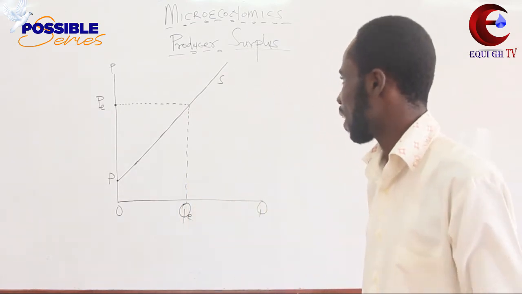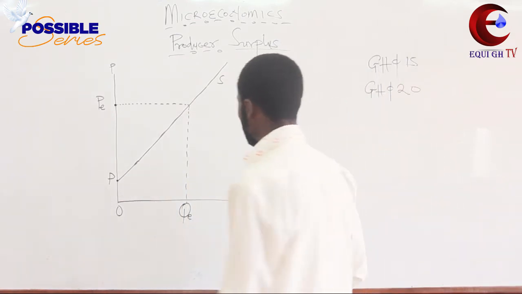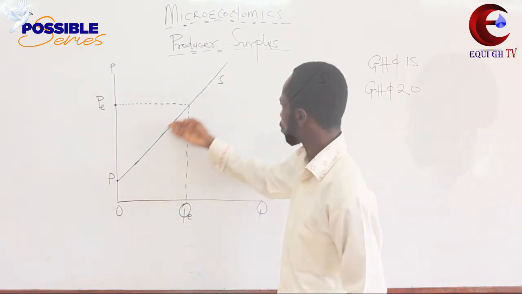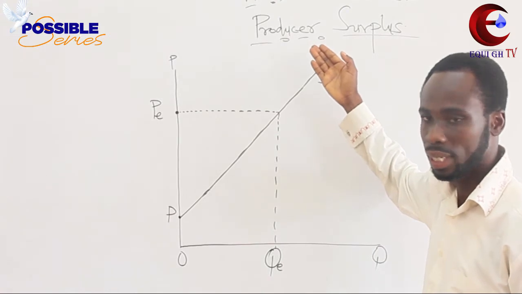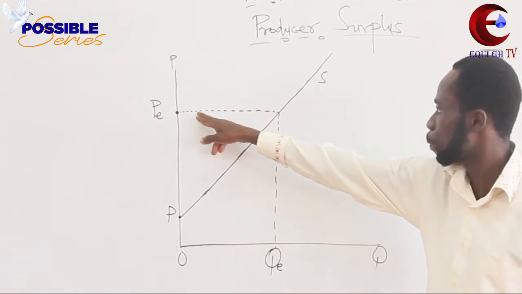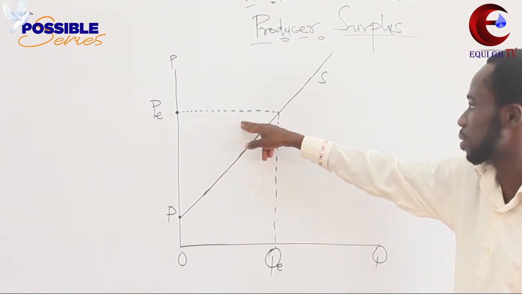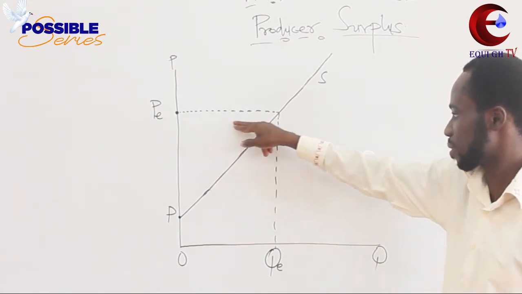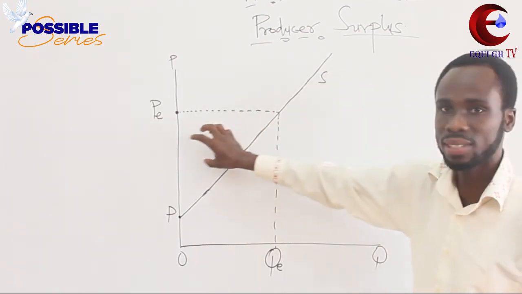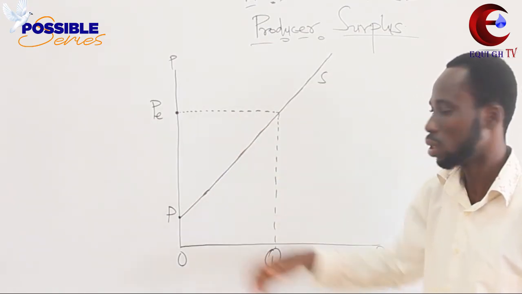Now look at the diagram on the board. When you look at the diagram, we can see that this is the supply curve, and here is the equilibrium price. And here is the producer surplus.